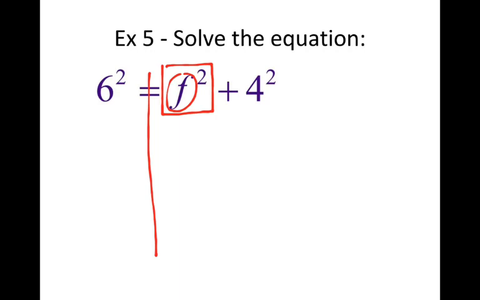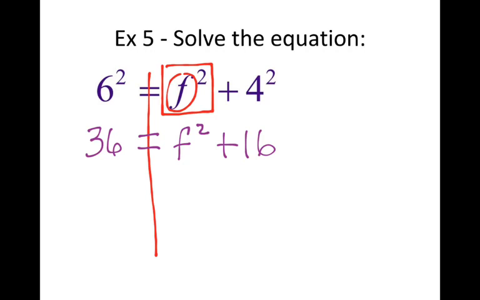Rather than trying to get rid of the squares, we're just going to simplify the squares. So to simplify 6 squared, what do we do? That's 36, right? That's 6 times 6. So we're going to rewrite that as 36. Equal sign's going to stay on the line. Can I do the same thing with the F? No, we don't know what F is, so I can't simplify that. So that's just going to stay F squared. And then the plus 4 squared, the 4 squared can be written as 16. All right, go from there.